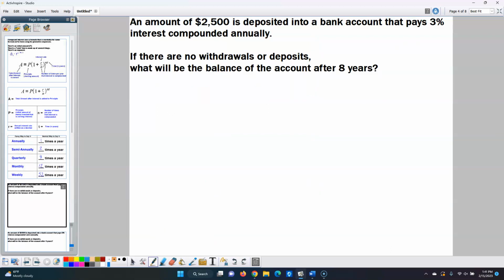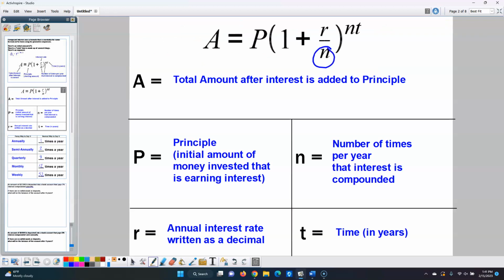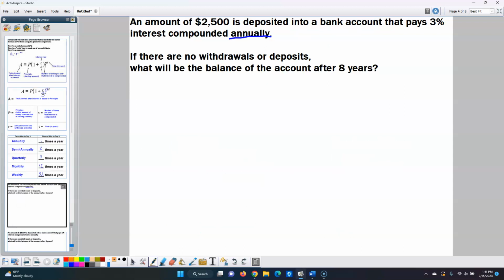An amount of $2,500 is deposited into a bank account that pays 3% interest compounded annually. So annually is a key word there. That means we're going to put a 1 in for the N right there. Annually. That's how many times a year we're going to do that. 3%, I can rewrite that as 0.03. And if there are no withdrawals or deposits, what will be the balance of the account after 8 years?